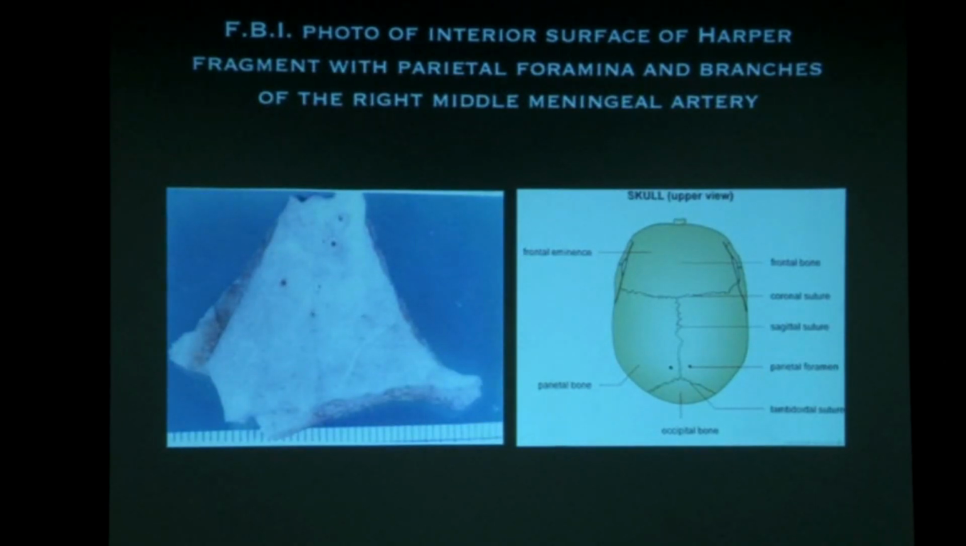Here's an illustration showing the parietal foramina near the midline adjacent to the sagittal suture, as well as the extent of the parietal bone on the right side of the skull. I should mention that the semicircular defect you saw was just anterior to the coronal suture, and in my estimation, the loss of bone extended back almost to the occipital bone.